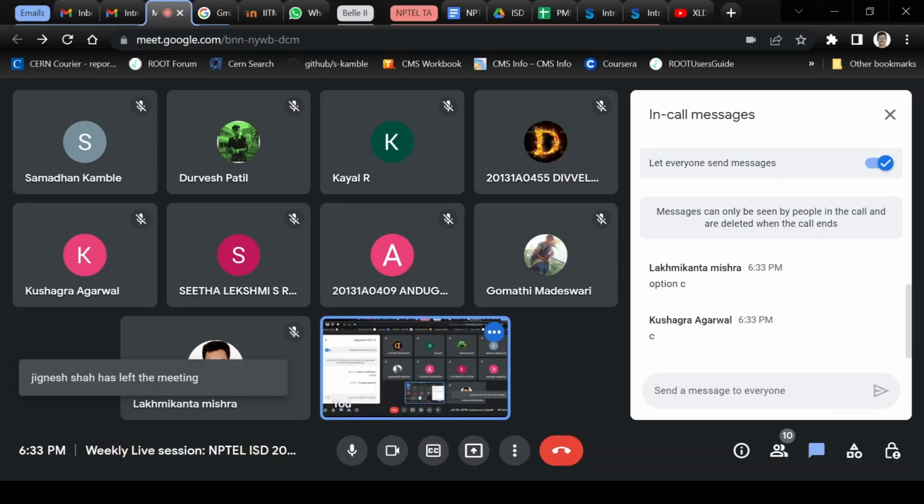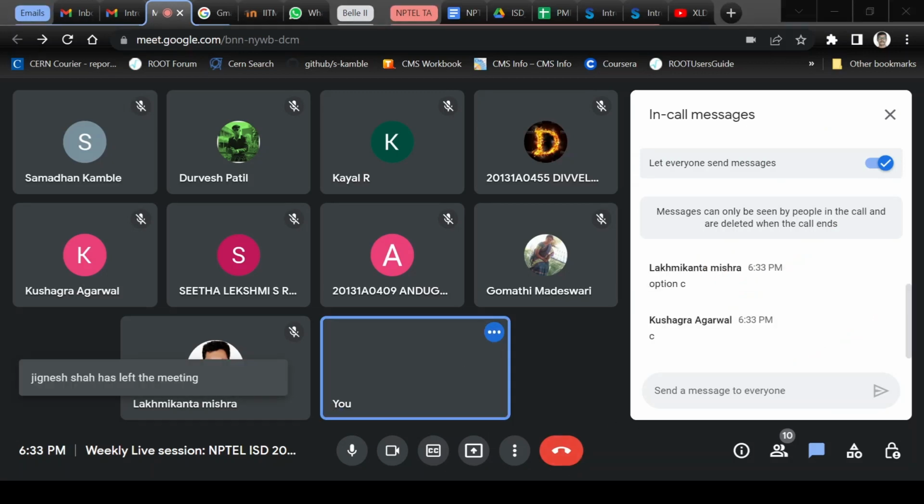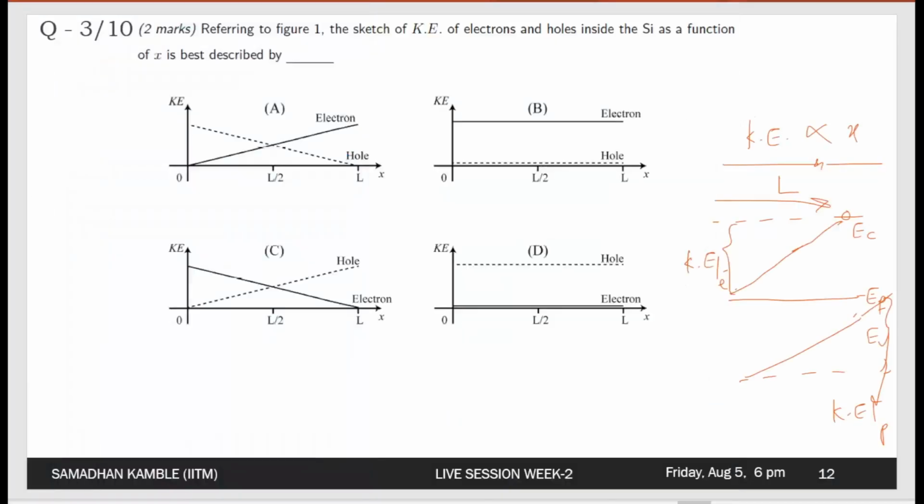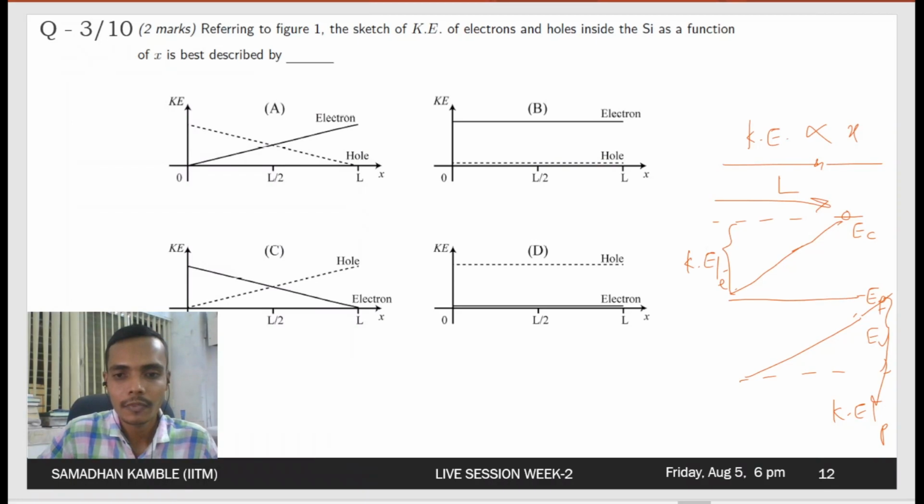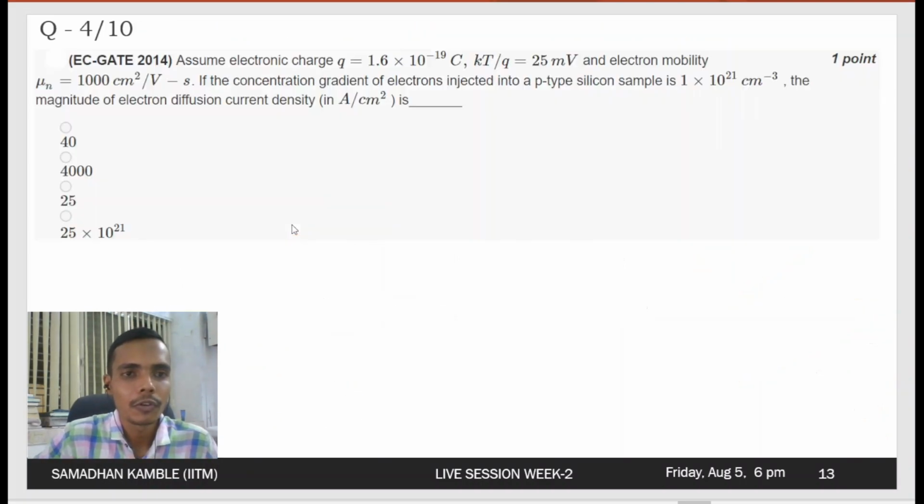Okay, good. Okay, so people are saying C option, and indeed that is the correct option. So we can see that the kinetic energy for electron case is decreasing with the distance, and for the hole case it is actually increasing. So option C. Now let us move to problem number 4.